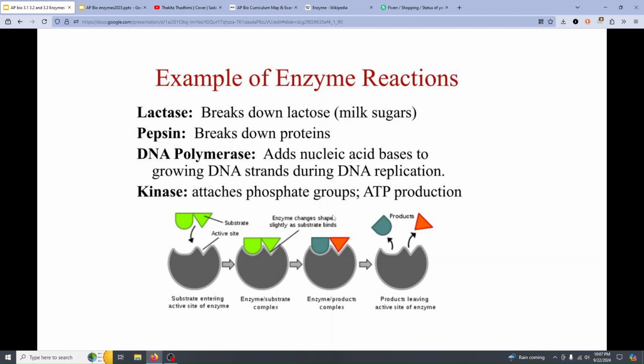Kinase, you're going to see this word again and again a million times. Kinase attaches phosphate groups. This is not as intuitive, but think of kinetic energy, moving things forward. So kinase is going to attach phosphate groups, and DNA polymerase is going to add nucleic acid bases during DNA replication.